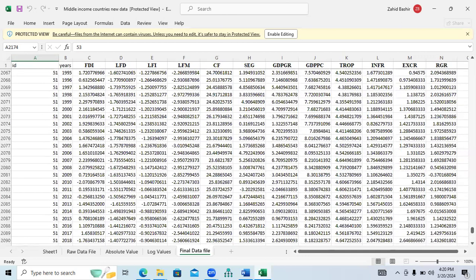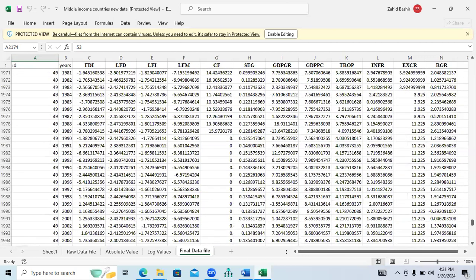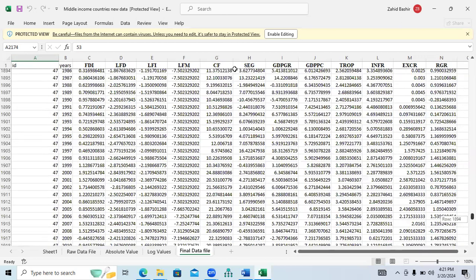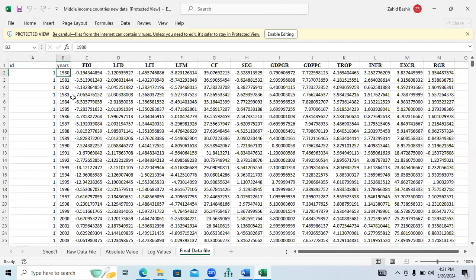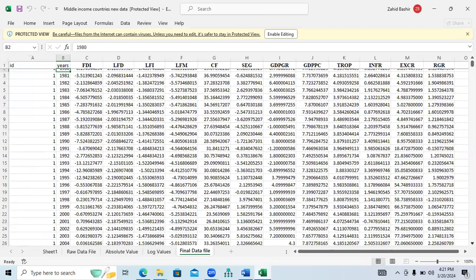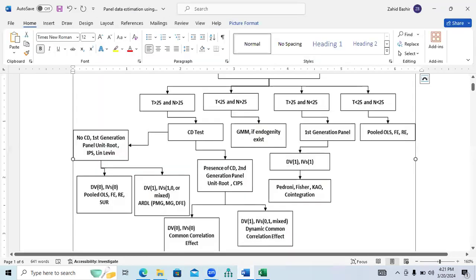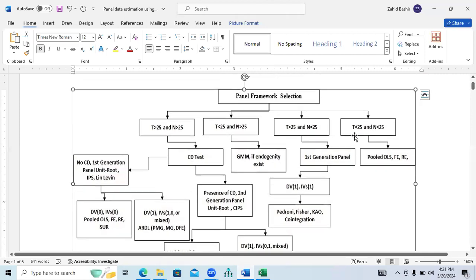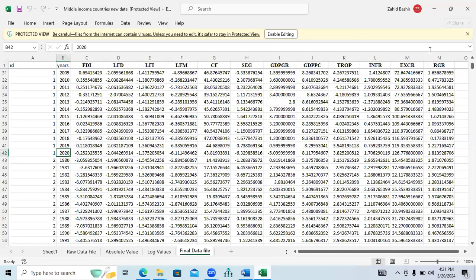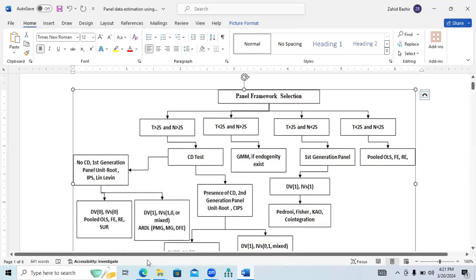let me show you. The time dimension is from 1980 to 2020. This is a 40-year period. So if we go to the condition here, we should have T less than 25 and N also less than 25. So this data set is not appropriate for this condition.